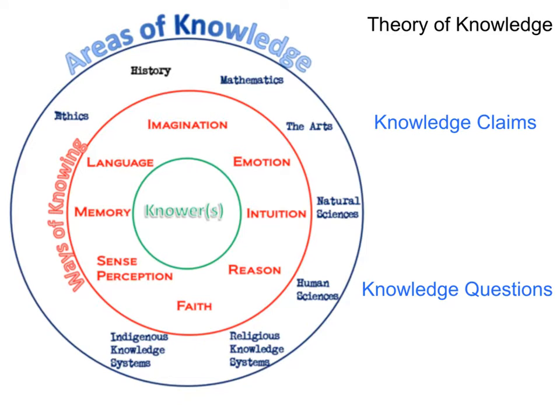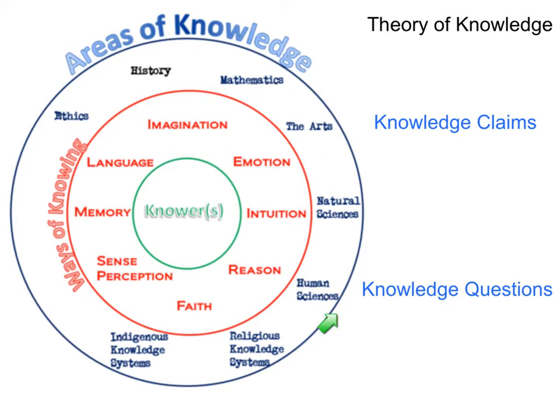And then recently the IBO has added a couple of additional areas of knowledge. Religious knowledge systems, which surely goes along with the addition of the way of knowing of faith, and then indigenous knowledge systems. So there are things that various peoples of the world know and know how to do, and those know-hows seem to be inherent, indigenous to particular groups of people. And so that's our TOK diagram.